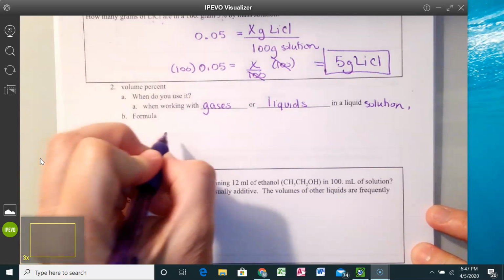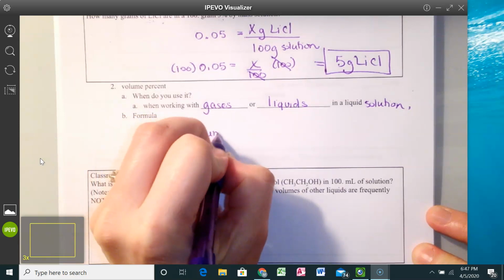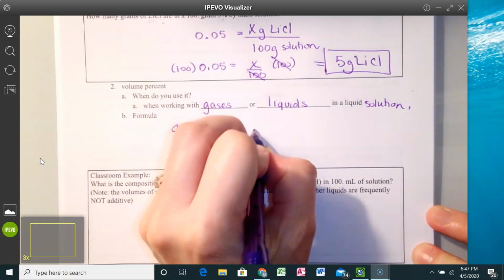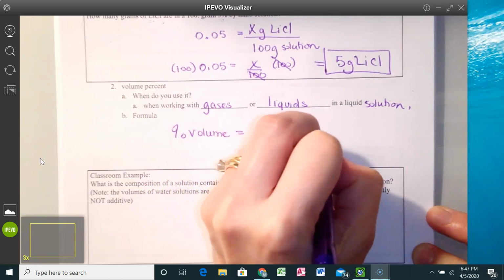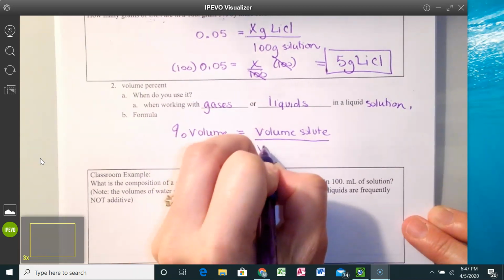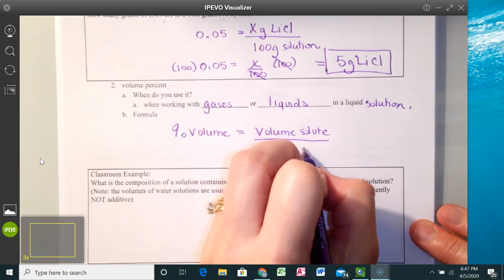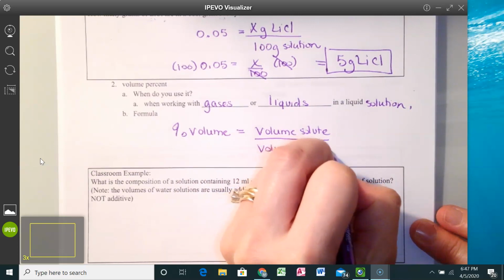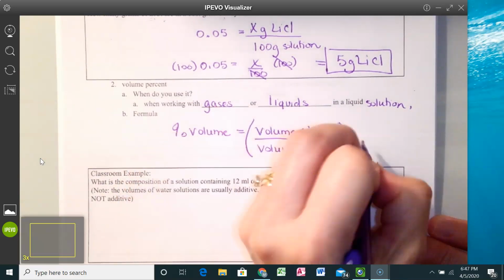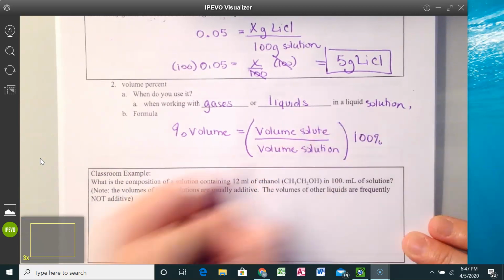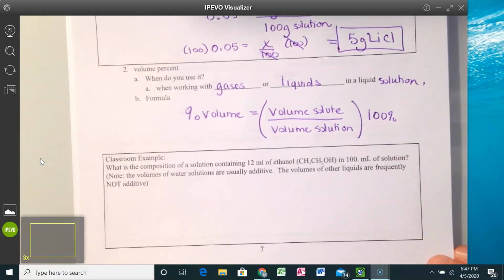So our formula for this, percent volume is equal to the volume of the solute divided by the volume of the solution. And again, pay attention. What is solution? Well, that would be a solute plus my solvent, and then multiply that by 100%.